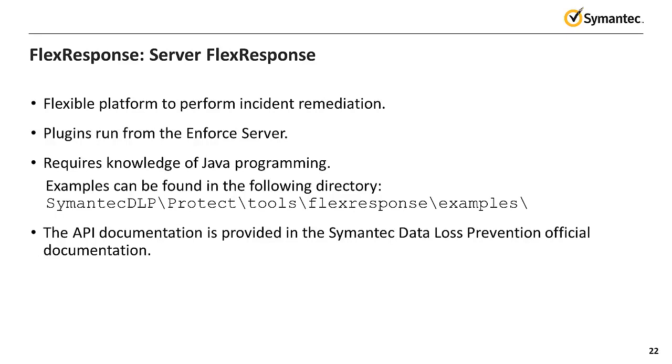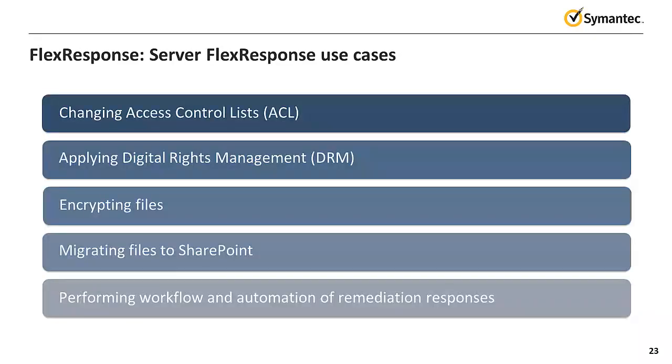Full API documentation is provided in the Symantec Data Loss Prevention Server FlexResponse Platform Developers Guide, which can be found on the support.symantec.com website. Symantec provides a set of Server FlexResponse plugins that perform various remediation actions, such as quarantining sensitive data, copying files, and applying encryption. This diagram shows some example network protect actions that organizations can implement by developing a Server FlexResponse plugin. For instance, changing access control lists on files, removing guest access to selected files.